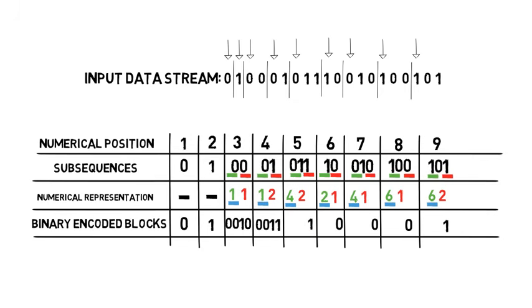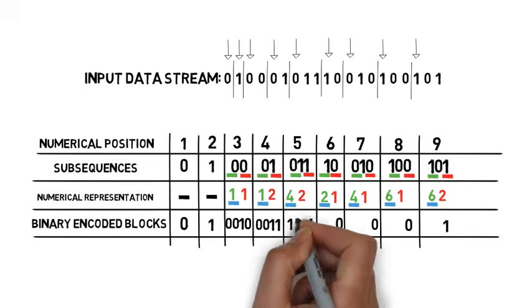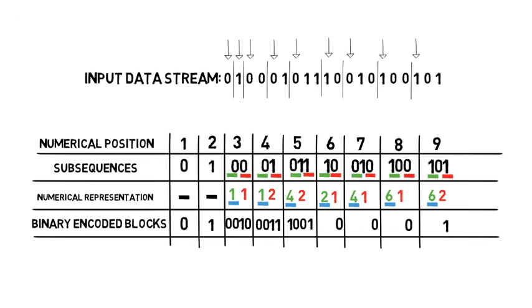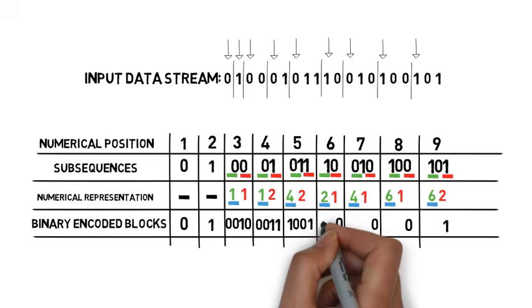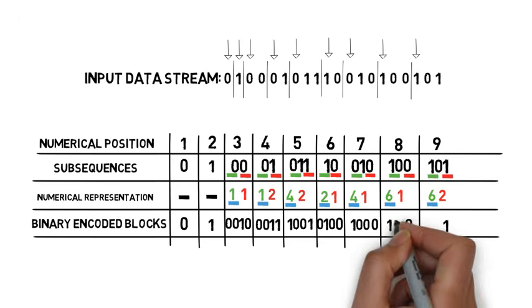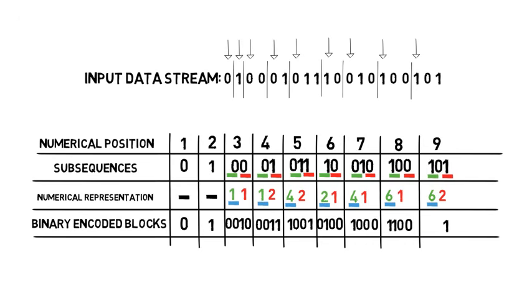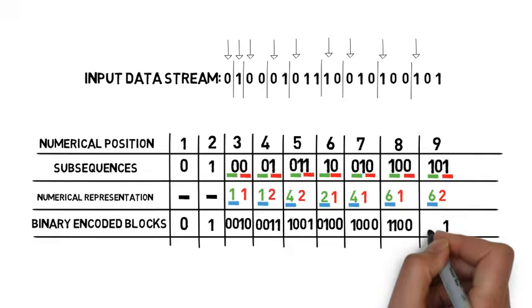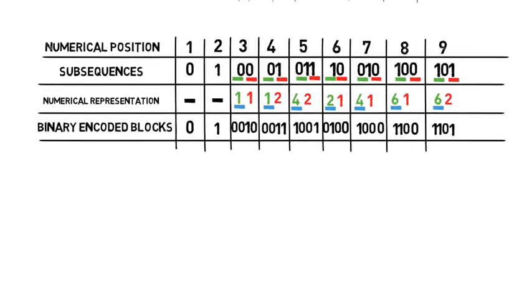The third one is a 4, which will be converted to 100. Then we have a 2, which will be converted to 010. Then we have also a 4, which will be converted to 100. And then we have a 6, which will be converted to binary 110. And lastly, we also have a 6, which will be converted to 110. Finally, we have our encoded string.